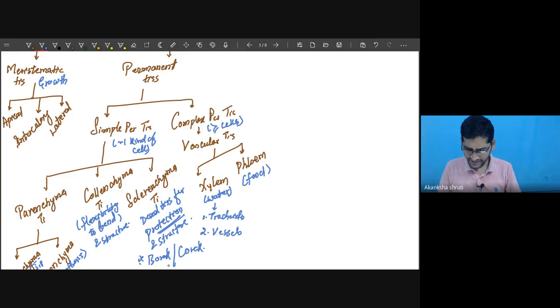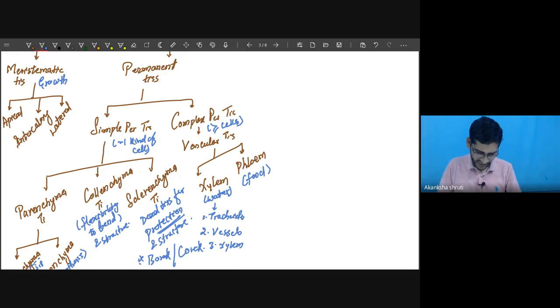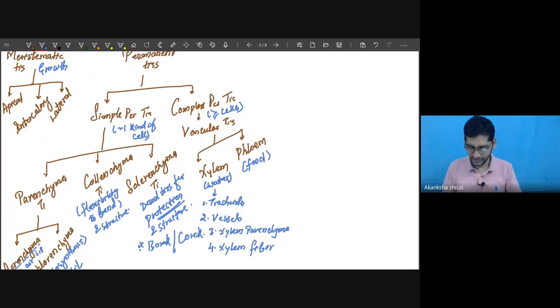Sometimes this is also called trachea vessel. The third kind is xylem parenchyma. Inside the xylem, a specific kind of parenchyma is there, so xylem parenchyma. The fourth one is xylem fiber. This xylem fiber gives thickness to the plant stem.